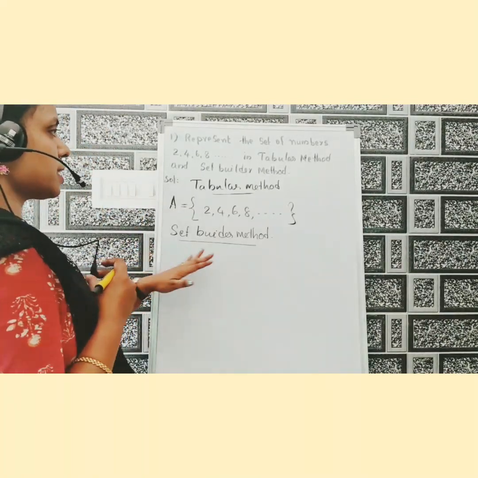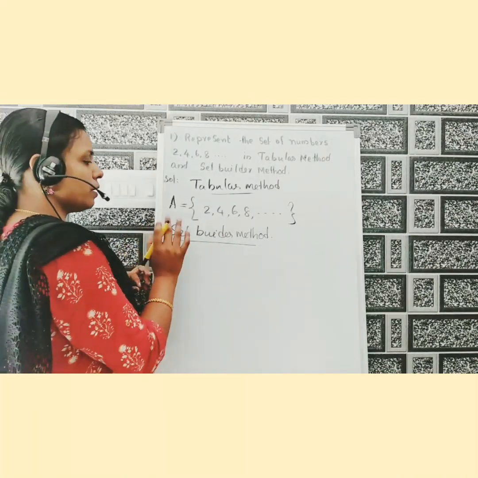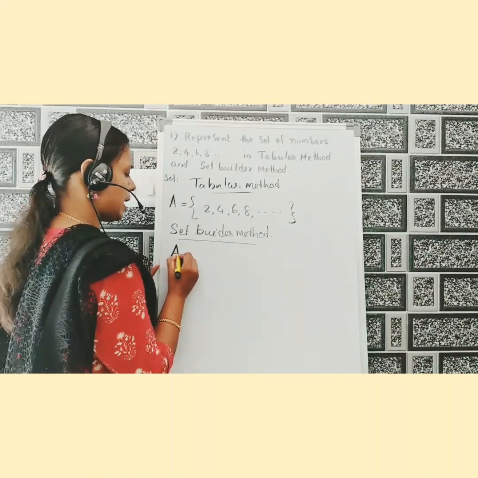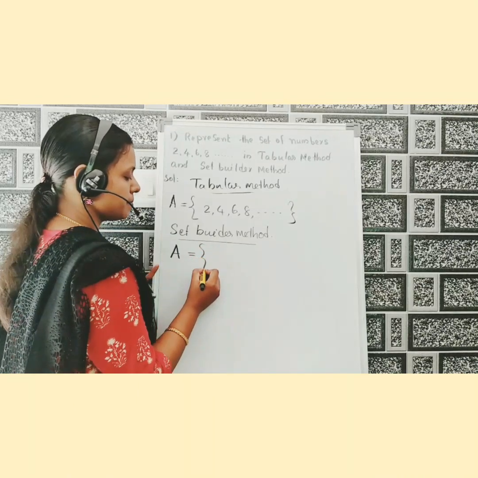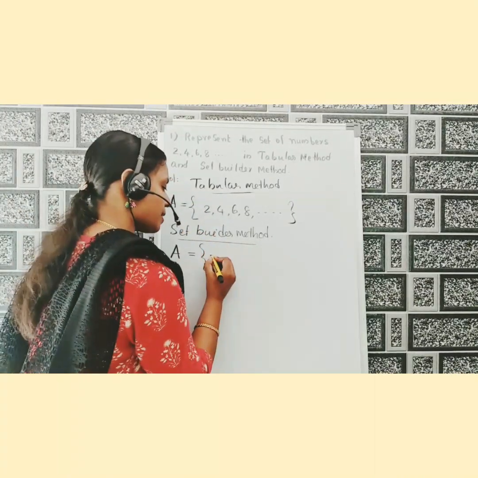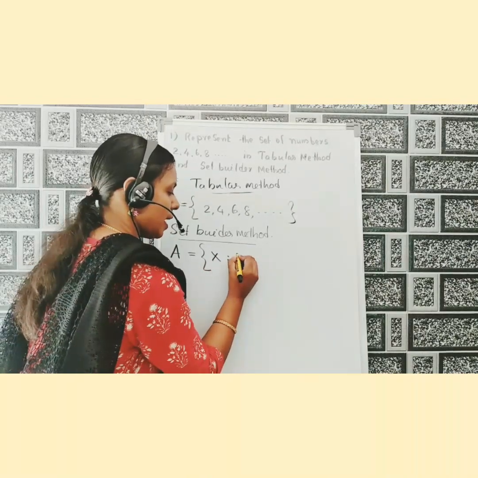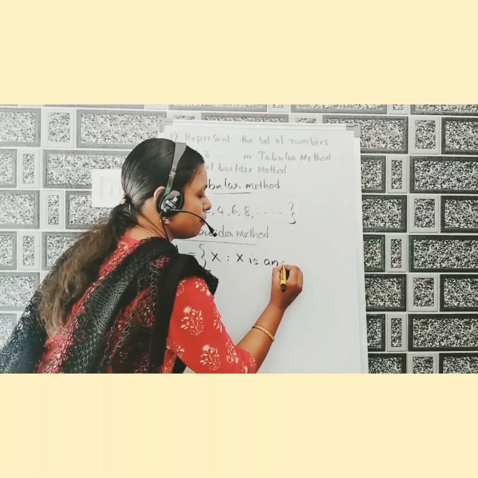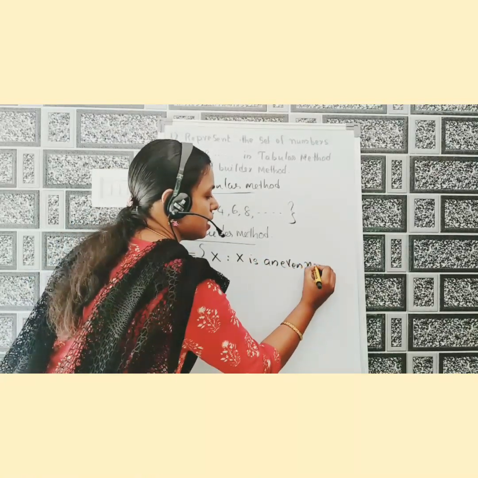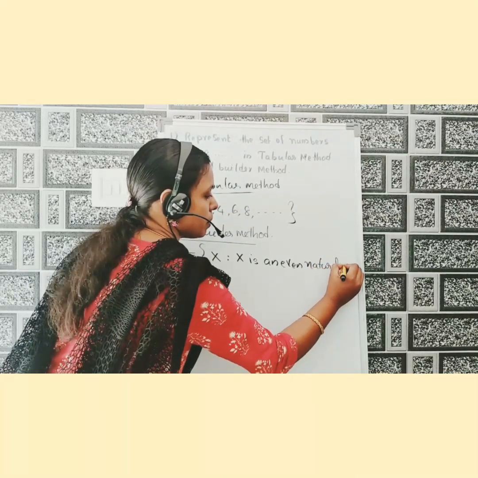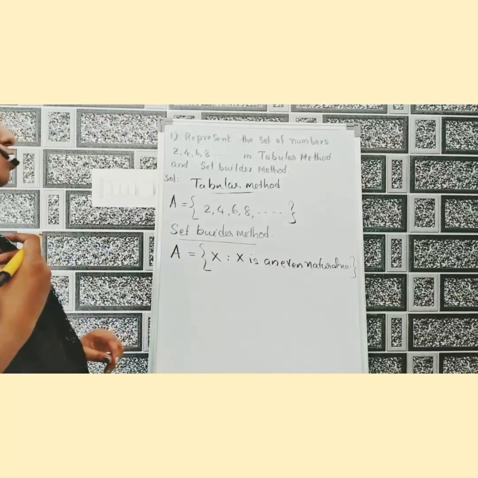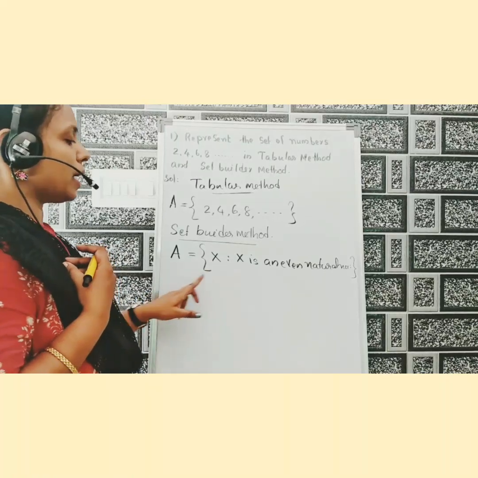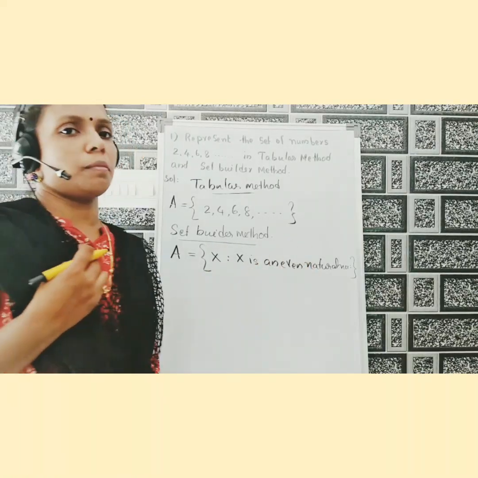Now we represent it in the set builder method. In this method, first we give a name for the set. Use A or B as you like. Here I am using A. Then use the bracket. Then write the variable x, such that x is an even natural number. In set builder form, we represent the set of numbers as A equal to {x such that x is an even natural number}. Clear?